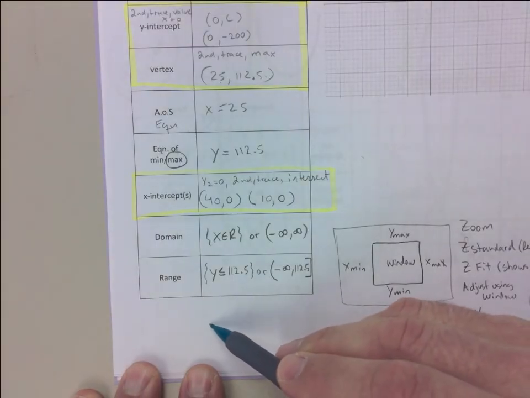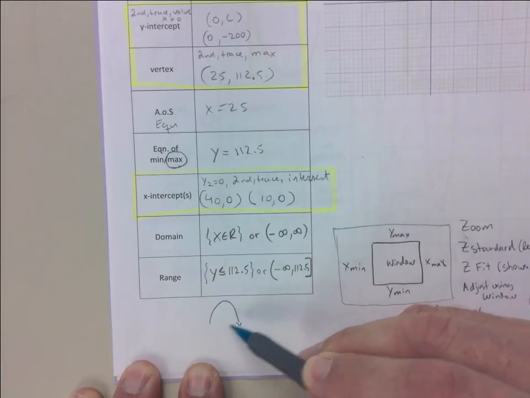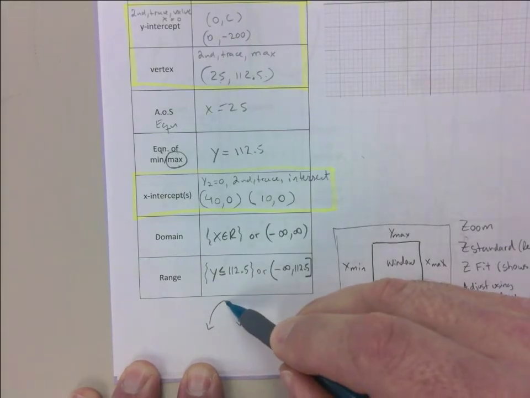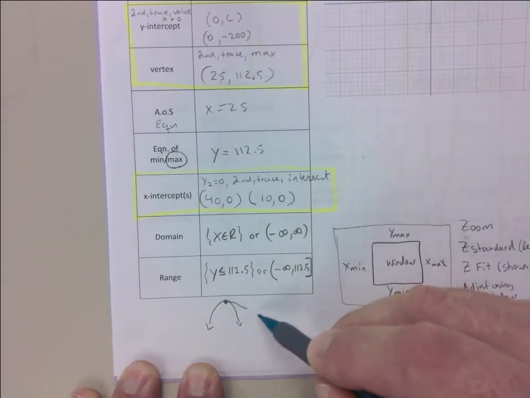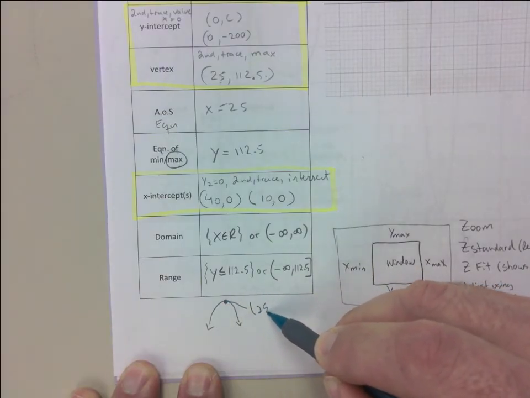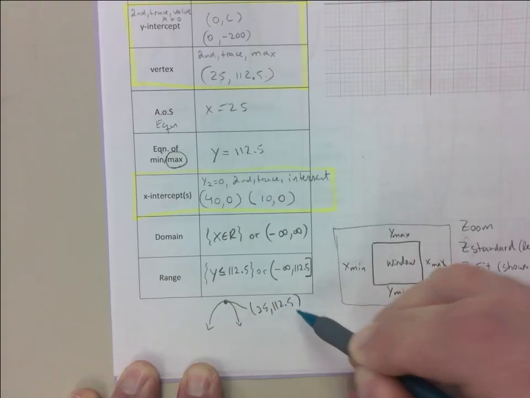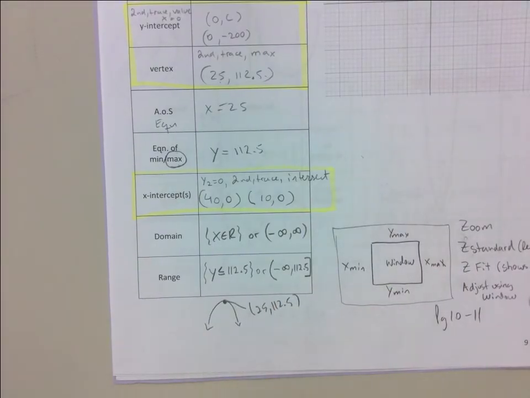What I will do for you is down here, just make one of these and tell yourself that that is the vertex, which is 25, 112.5. Then you can quickly make reference to it. It's like, okay, that's why we came up with that domain and range. Okay?